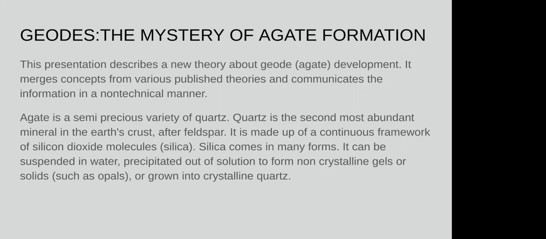Agate is a semi-precious variety of quartz. Quartz is the second most abundant mineral on the Earth's crust after feldspar. It's made up of a continuous framework of silicon dioxide molecules, silica. Silica comes in many forms. It can be suspended in water, precipitated out of solution to form non-crystalline gels, or solids such as opals, or grown into crystalline quartz.